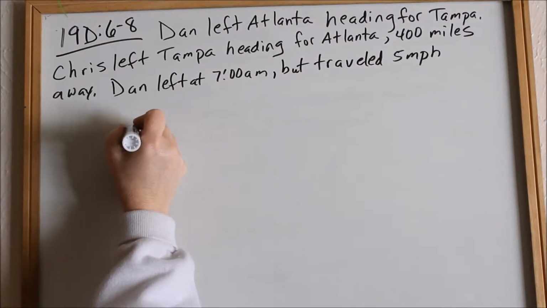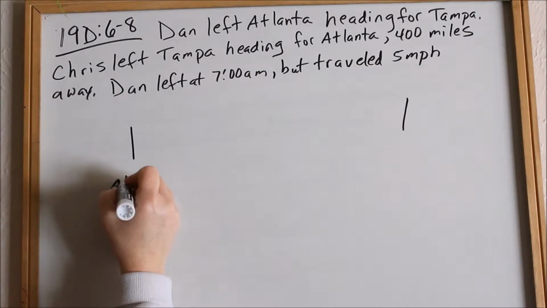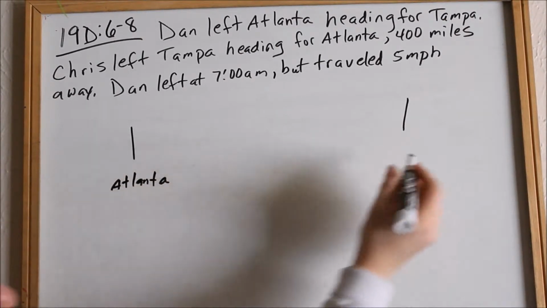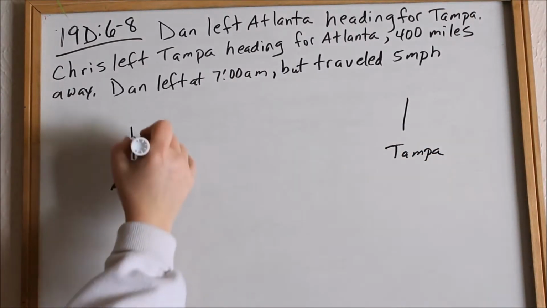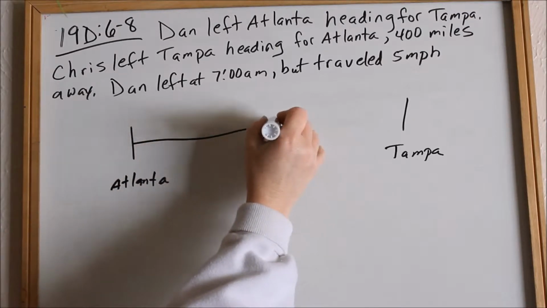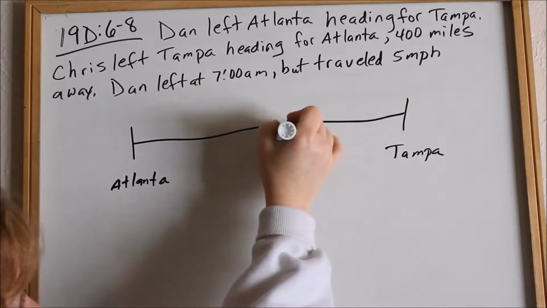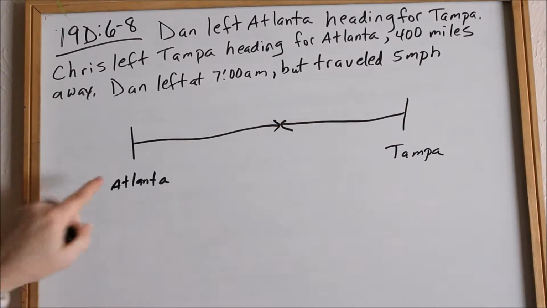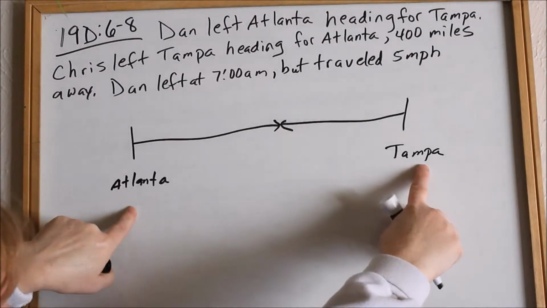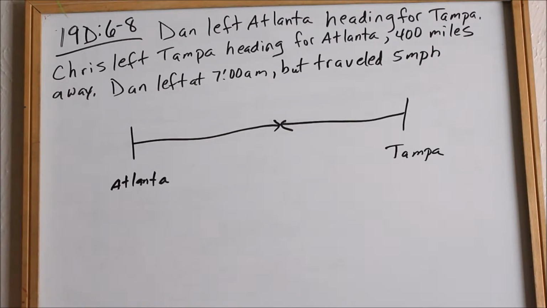Okay? So here, let's just say we have, here is Atlanta, and here is Tampa. So we had Dan leaving and he was heading for Tampa, and then Chris left Tampa and was heading for Atlanta. So now we're going to have this scenario where two people leave from opposite places and are heading towards each other, and they will meet somewhere. I'm not going to say in the middle, but they're going to meet somewhere in between.